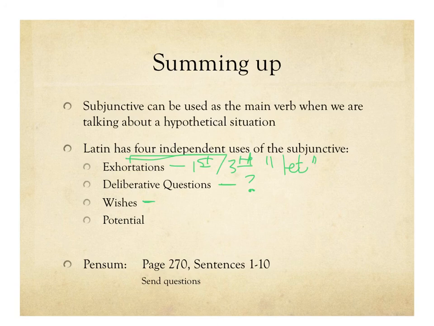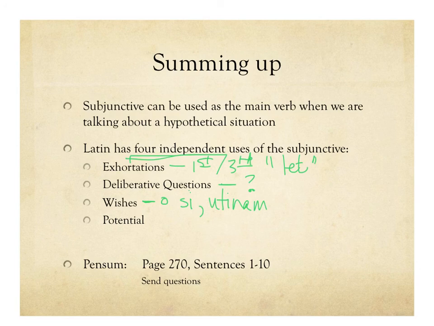Wishes are exactly what they sound like. They're wishes for the future. These are slightly trickier to identify, but often we'll see something like o si or utinam that will clue us into the fact that what we have is a wish. And then we just want to make sure that we are conveying the sense that this is something that we're hoping for. We use the present subjunctive for wishes for the future, imperfect subjunctive for wishes for the present, pluperfect subjunctive for wishes for the past.